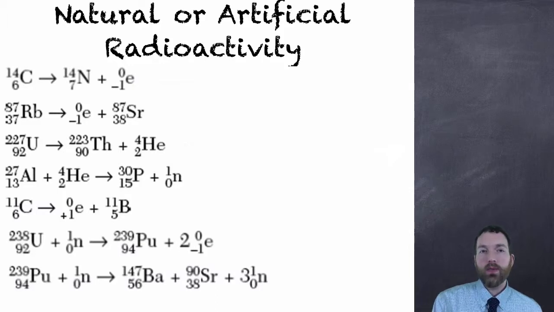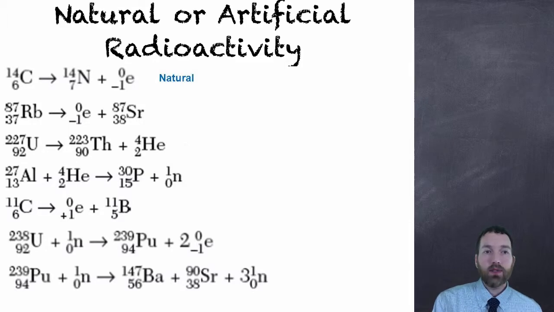Okay, so another thing you might be asked is to identify whether something is natural radioactivity or artificial radioactivity. This is really easy as well. In this example here, if I have carbon-14 and I'm not doing anything to it, so it's just decomposing all on its own into nitrogen-14 and a beta particle, that means it's natural. I'm not bombarding or smashing anything into this carbon-14. It's just by itself, it's breaking down into these products here. So this would be natural radioactivity.